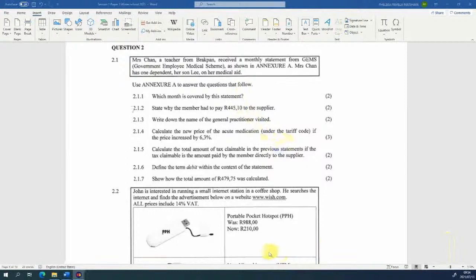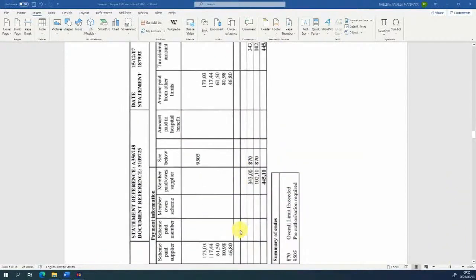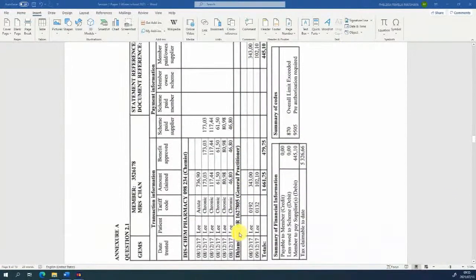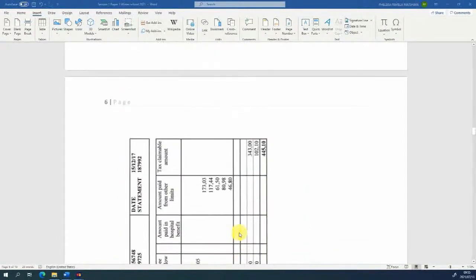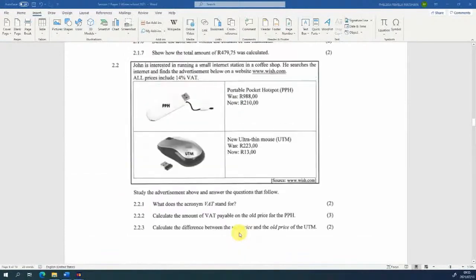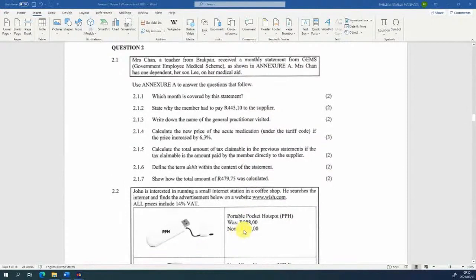Question 2. Mrs. Khan, a teacher from Brakpan, received a monthly statement from GEMS. GEMS is the Government Employees Medical Scheme, as shown in Annexure A. Let's see, where's our Annexure A? There is the Annexure A. I can't swap it around. I hope you guys can physically do that. But before we go to Annexure A, let's read quickly the context.